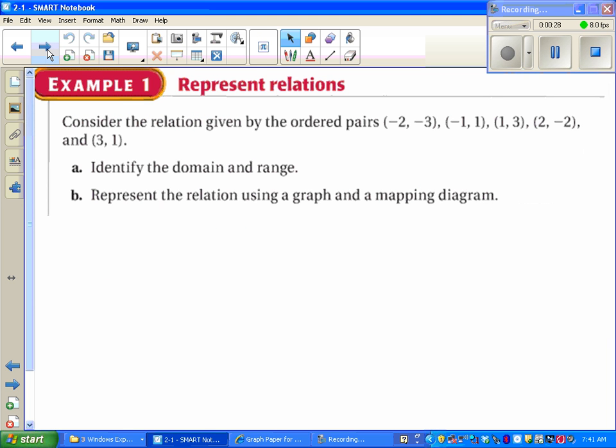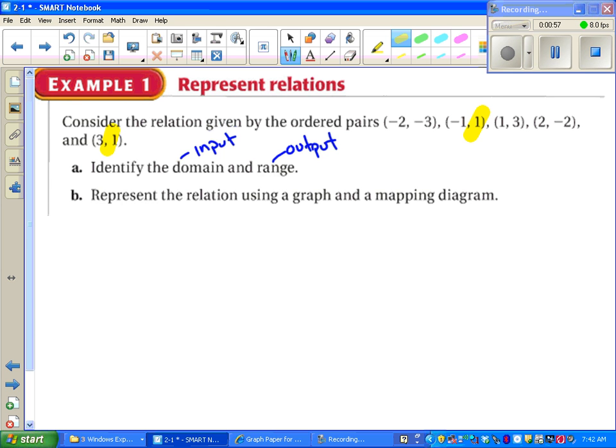So we're given a relationship defined with some ordered pairs. We're asked to find the domain and range. If you recall, domain means input values, range means output. If a number shows up twice in the input or the output, we only list it once. For example, I'm looking at my outputs. I see a 1 and a 1 again. I'm only going to have to write that one time.